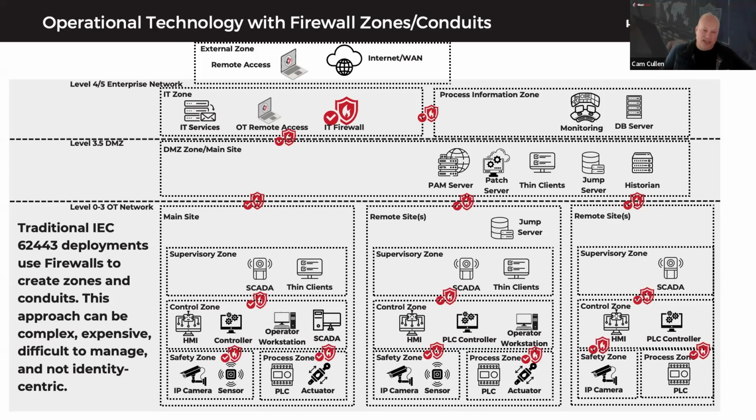62443 goes a bit further. It says, hey, you should have firewalls between those. Now, this could be fewer firewalls that have multiple ports and VLANs and stuff off them, but you're using the firewall as the hardware break between these zones for sure.